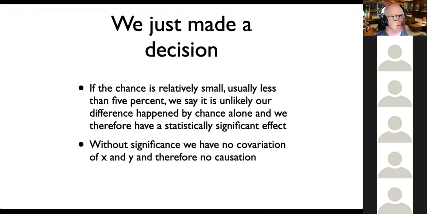Without this statistical significance, we don't really have covariation of X and Y, and therefore we cannot make a causal claim. We can't say that as one changes, the other one changes, because in fact, we're saying that there's a good enough probability that that's not what happened. So these are probabilistic statements. We are not 100% certain of these things. But the chances are way better that say X happened or Y happened or whatever, okay?